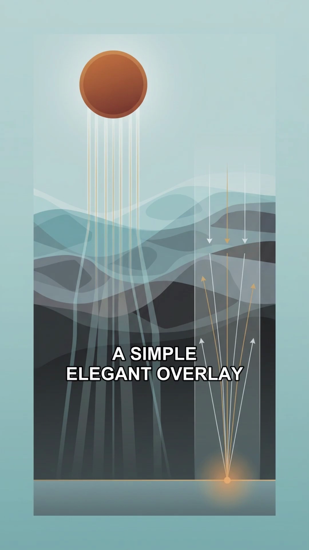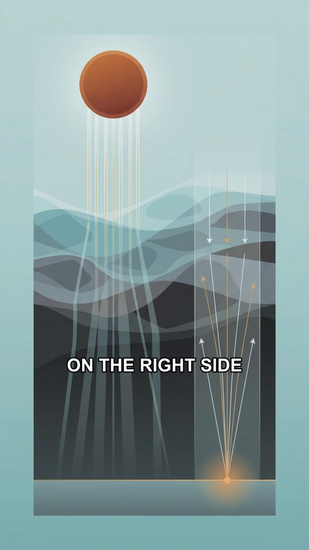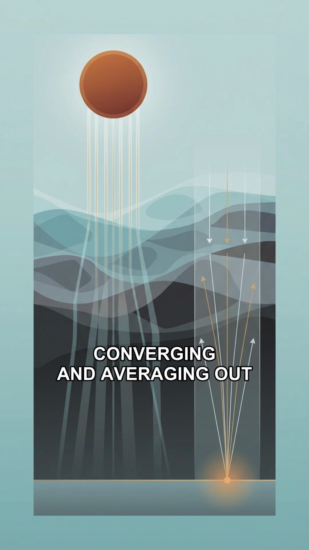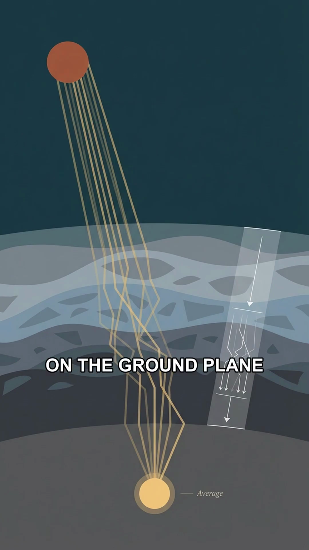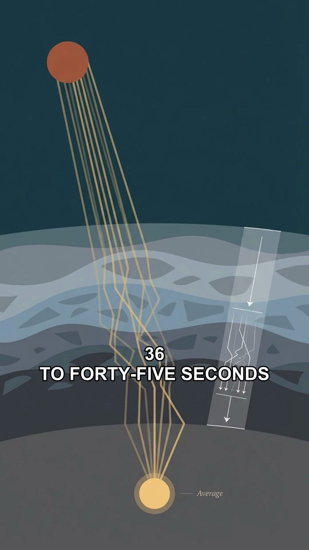Infographic. A simple, elegant overlay on the right side shows these multiple, varied light paths converging and averaging out, resulting in a single, steady, non-flickering point of light on the ground plane. 36 to 45 seconds.